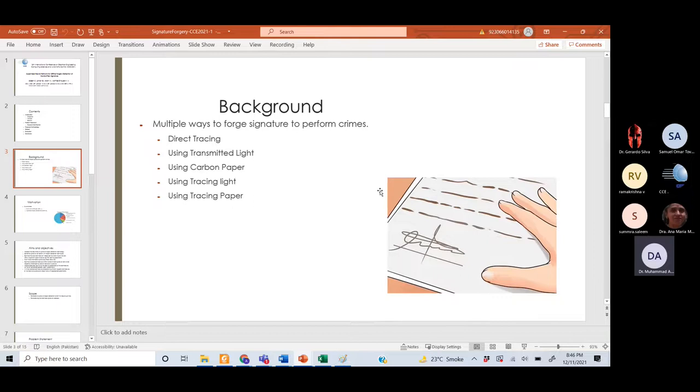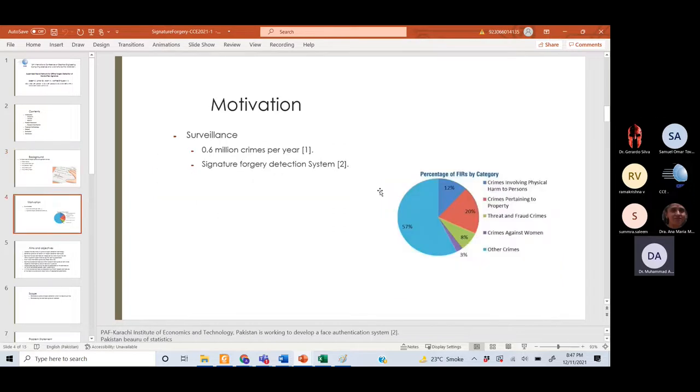The first of them is direct tracing, where tracing paper is used to trace the signatures. Then transmitted light is also used here. The signatures can be forged. Also, carbon paper is used to trace the signatures, which leaves a shadow of your signature and can be used for forgery-type activities. Also, tracing lights and tracing papers are commonly used for forged signatures.